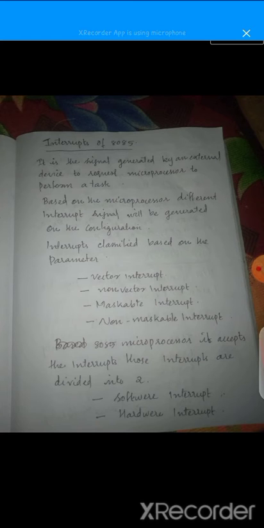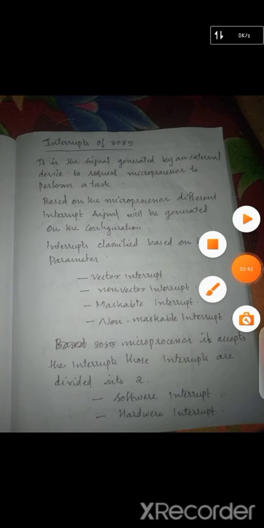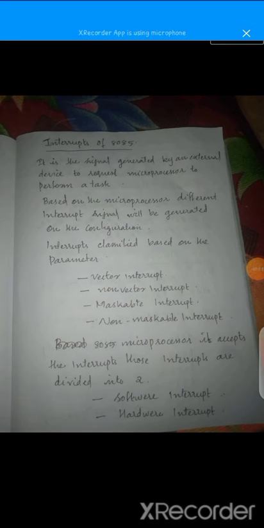Based on the microprocessor, different interrupt signals will be generated based on the configuration. They are classified into 4 based on the parameter. That is vector interrupt, non-vector interrupt, maskable interrupt and non-maskable interrupt. Based on how the microprocessor accepts the interrupts, they are divided into 2: software interrupts and hardware interrupts.